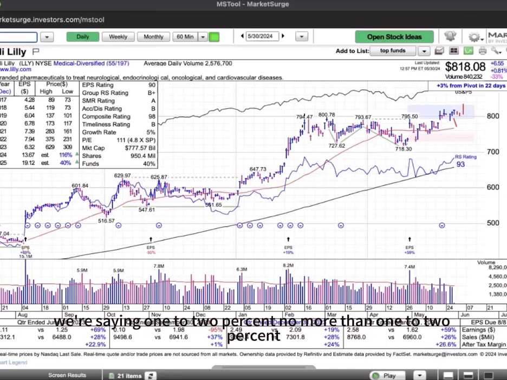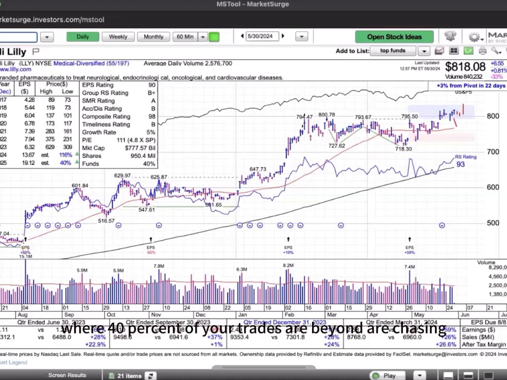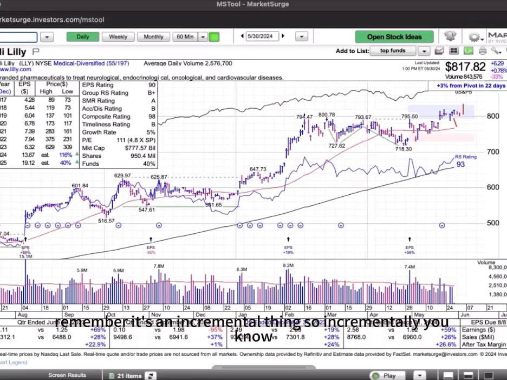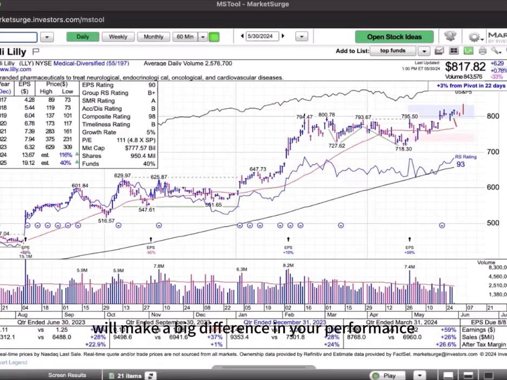Well, as a general rule, we're saying no more than 1 to 2%. So if 40% of your trades are beyond or chasing or extended from the pivot, a lot of people might think, oh, I'm still good on 60%. But if you're buying beyond 2% above the pivot 4 out of 10 times, that could be your entire edge eliminated. Over the course of 100 or 1,000 trades, that is an enormous amount. Remember, it's an incremental thing. Tightening that up will make a big difference in your performance.